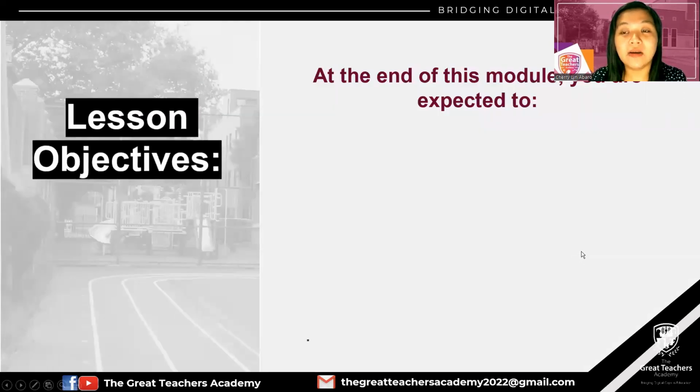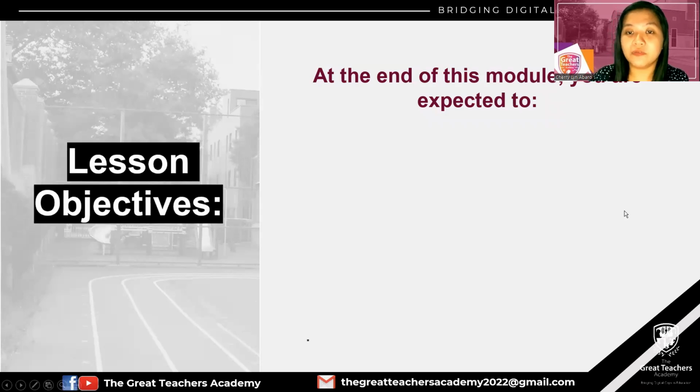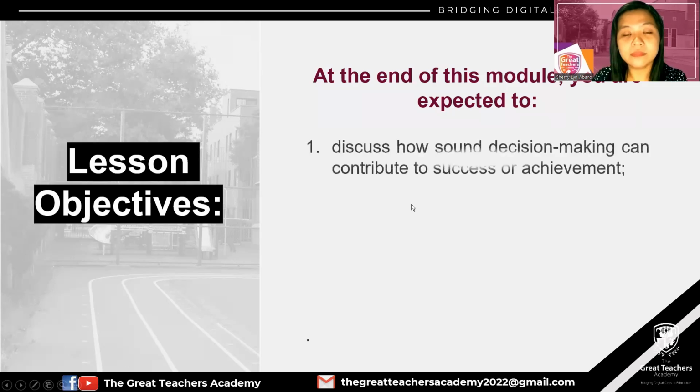Okay, so now let's reveal our objectives for today. At the end of this module, you are expected to, number 1, discuss how sound decision making can contribute to success or achievement. So ano nga ba yung kahalagahan, diba, ng decision making na wherein nakaambag siya or kumbaga meron siyang connect dun sa success or sa achievement na nakamit mo.